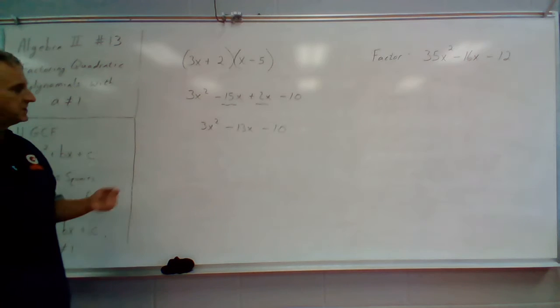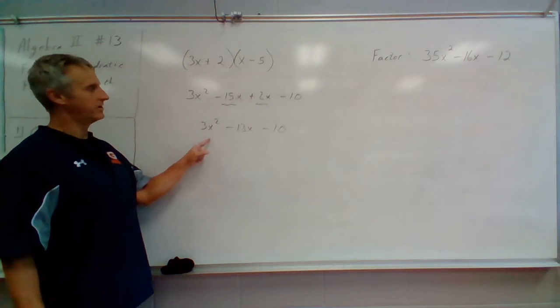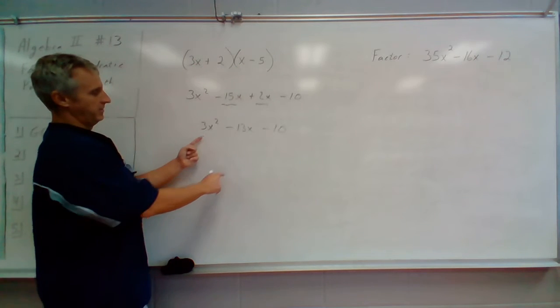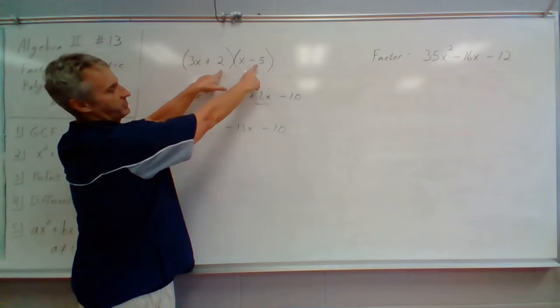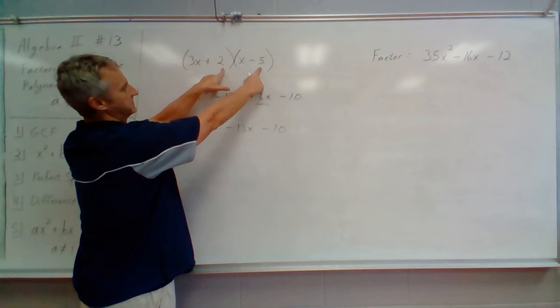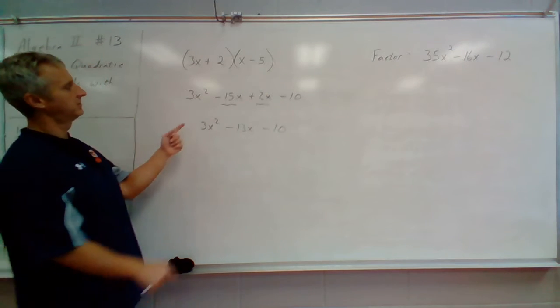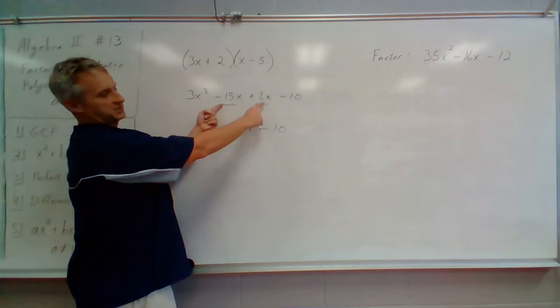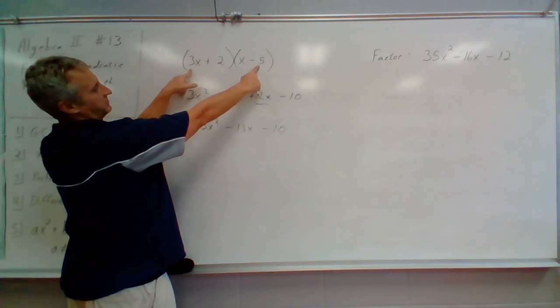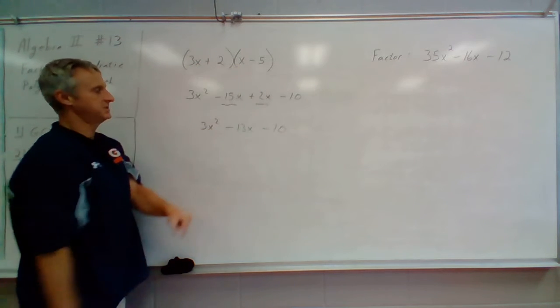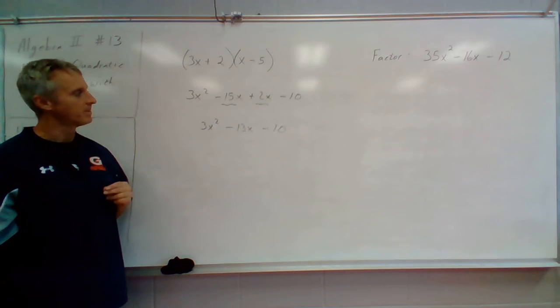Okay, so let's look at where each of these came from again. The 3x squared comes from the product of the first two. The minus 10 comes from the product of these two. The negative 13 comes from the minus 15x and the plus 2x, which comes from the sum of the product of these two. Minus 15x plus 2x is minus 13x.